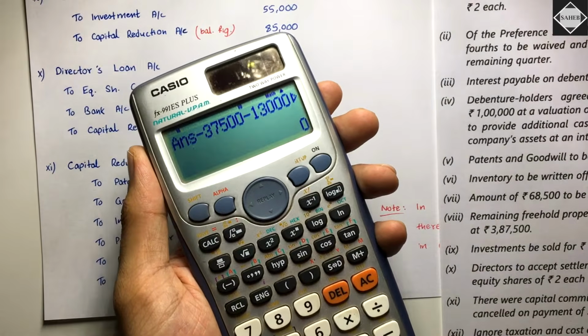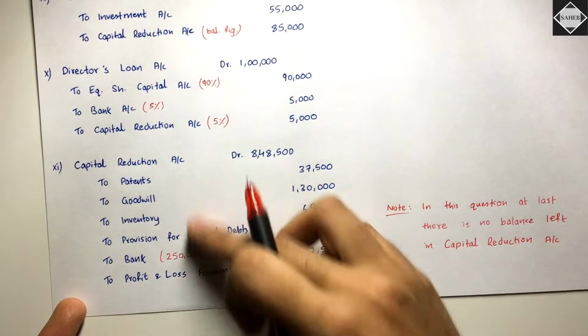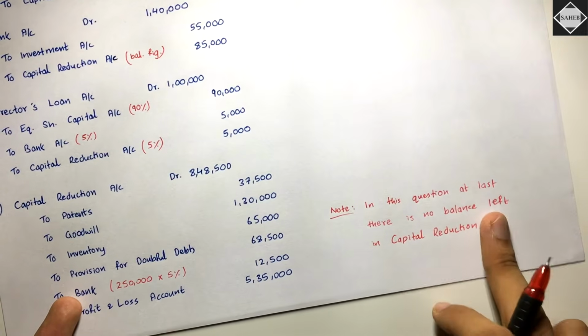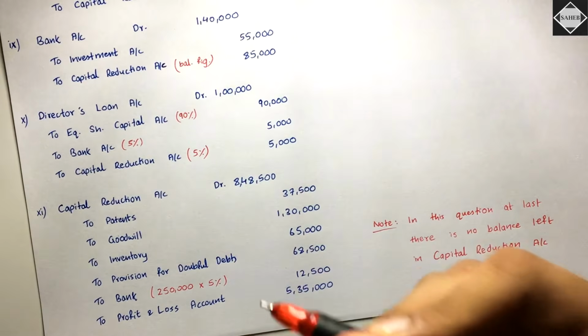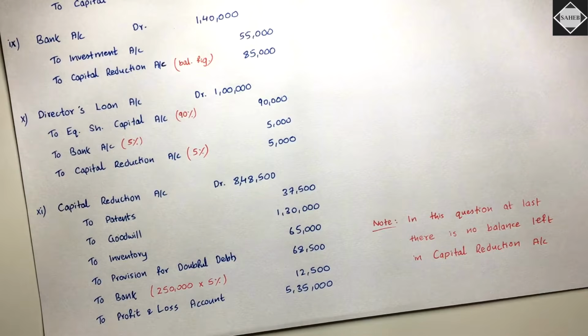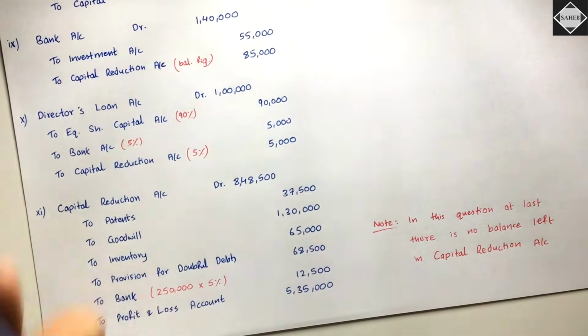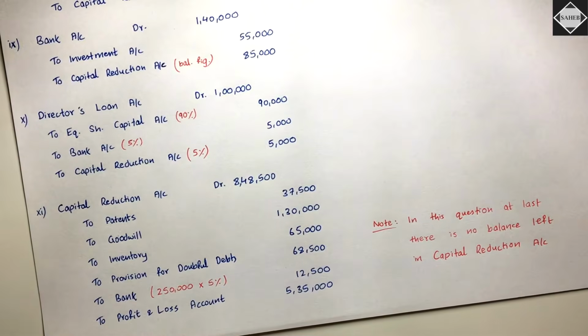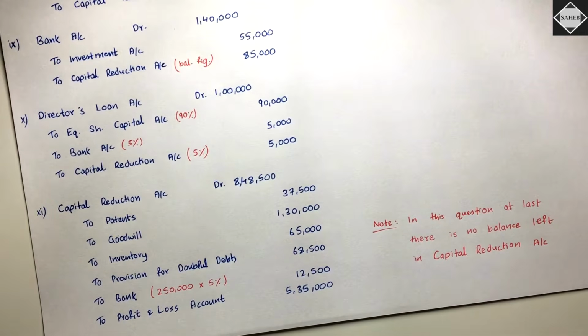So now what's happening? 0. You see, this is the question where the capital reduction and all this utilization are equal. In this question at last there is no balance left in the capital reduction account. This 8,48,500 is completely being utilized to write off all these things. Is that clear? Right, so this is the most optimum reconstruction. The entire balance of capital reduction is being utilized properly, the best choice actually. Okay, so these were the journal entries that you had to pass in this question.